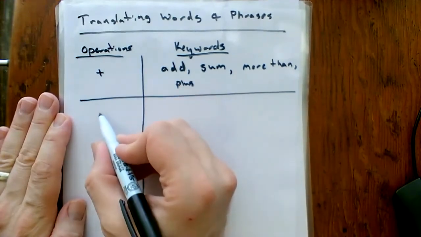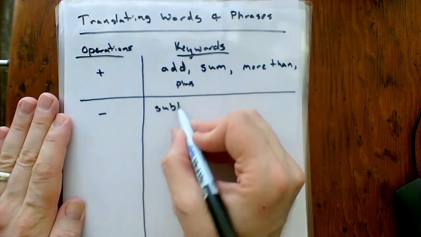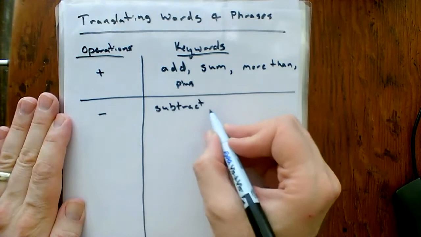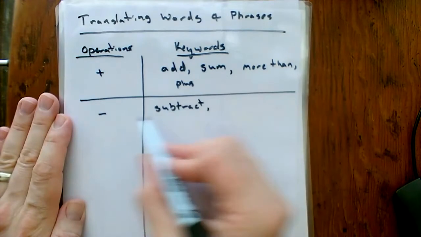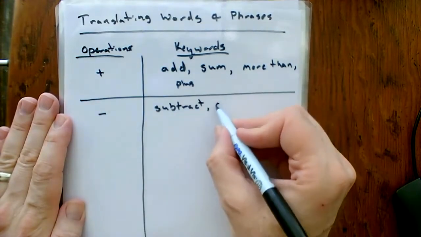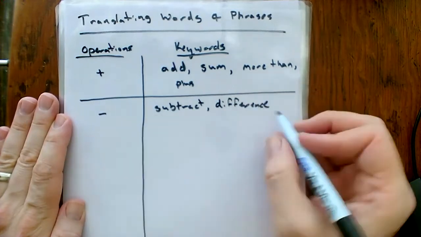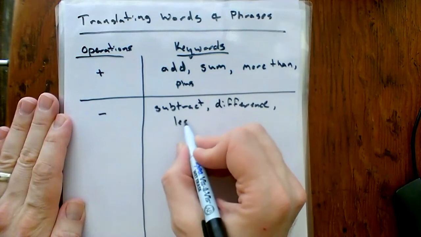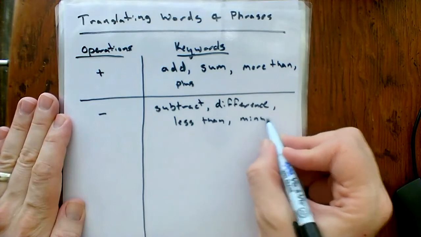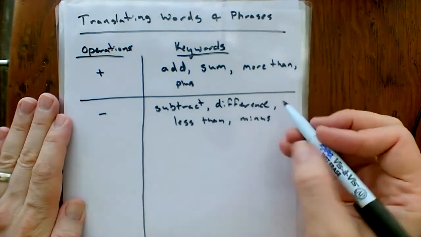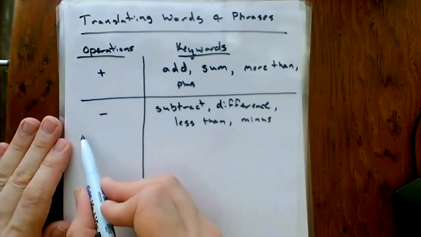So let's also then talk about subtraction. And of course, we can talk about subtracting. Subtract. And once again, sum is the answer for addition. The answer for subtraction is a difference. So that's a good one to know. Less than. Or minus. Now, more than and less than also can show up as inequalities. So we have to be a little bit careful as to our context when we're doing some of these.